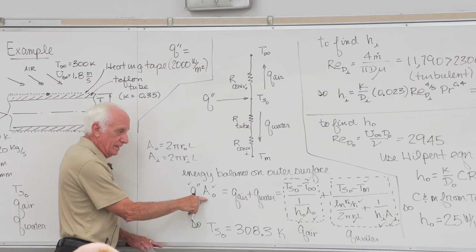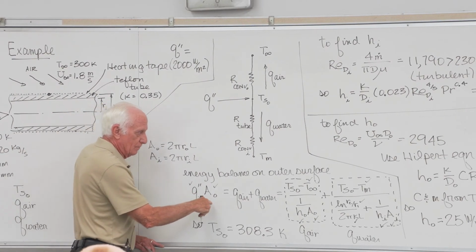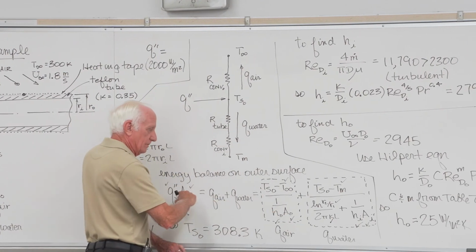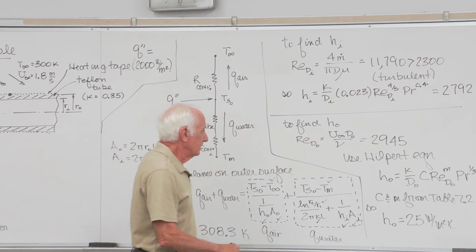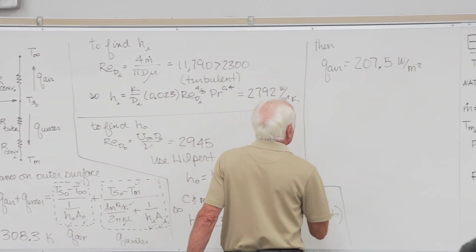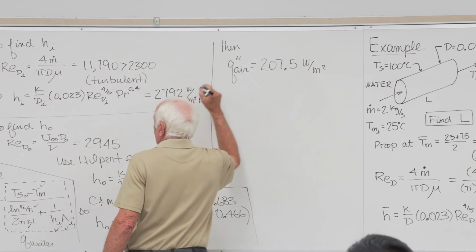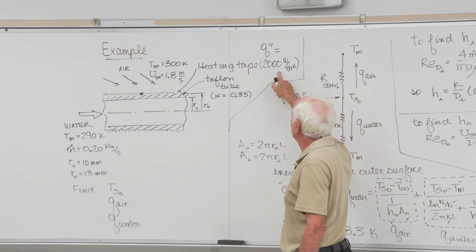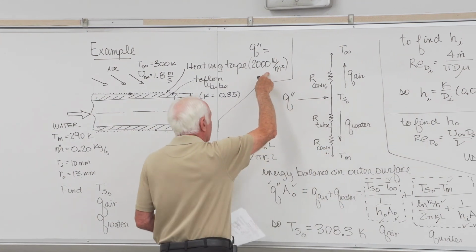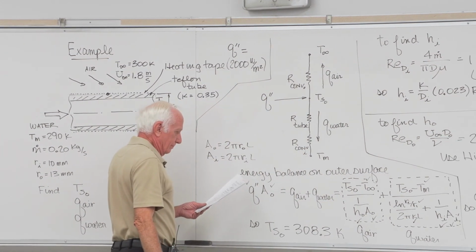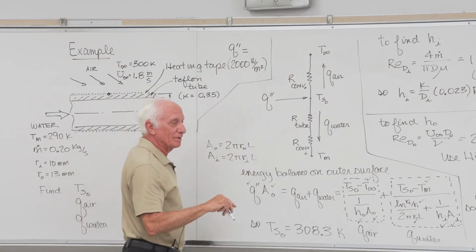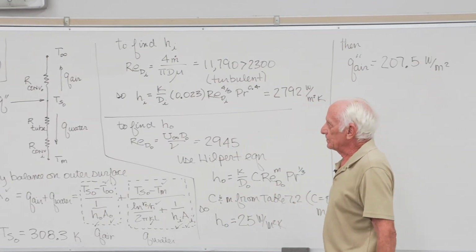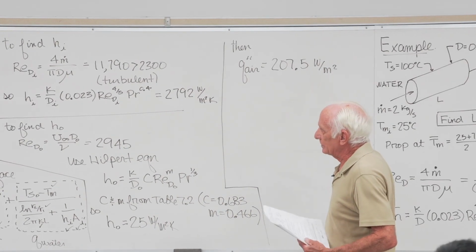I divide through by A outside, divide this equation through by A outside. This guy disappears when I divide through by A outside. Why? Because I want double prime. Because I'm given double prime for q naught. He didn't call it q naught, but that's the input power. Everything's in watts per square meter then, based on the outside area.